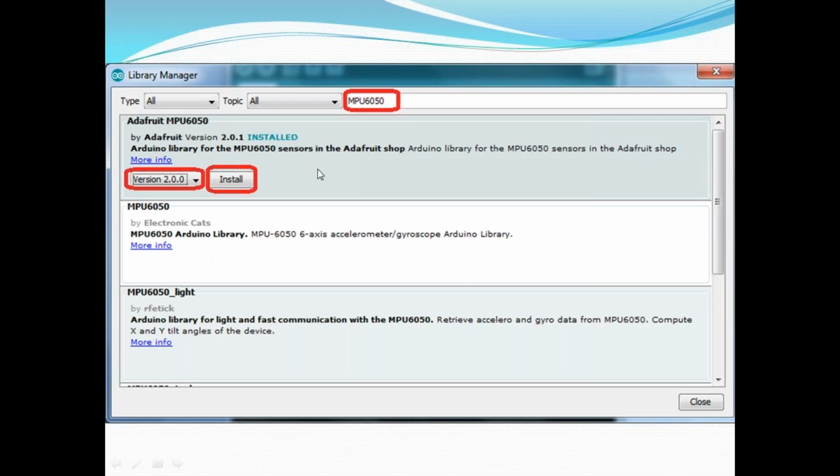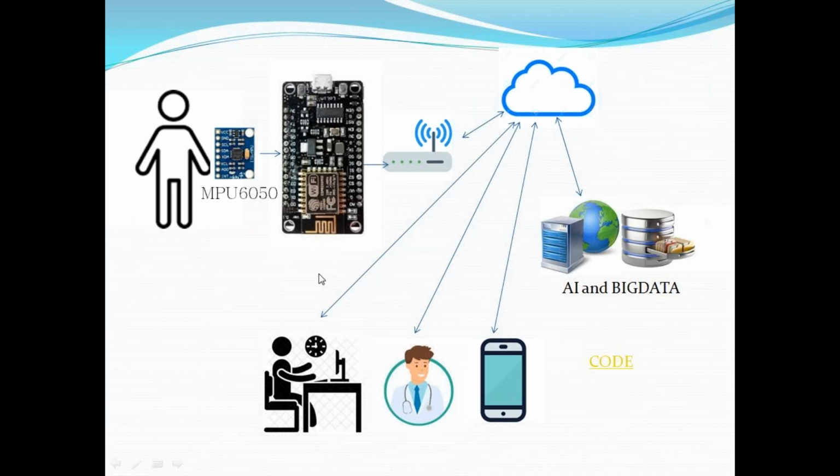Just find Adafruit. Here I am showing version 2.0.0, but that is not necessary. Always try to use the latest one. Here it is already showing the installed version is 2.0.1. So always install the latest one. Now I'm going to use the system for fault detection. I have already given you the code, so I'm just going to burn it and show you how it works.